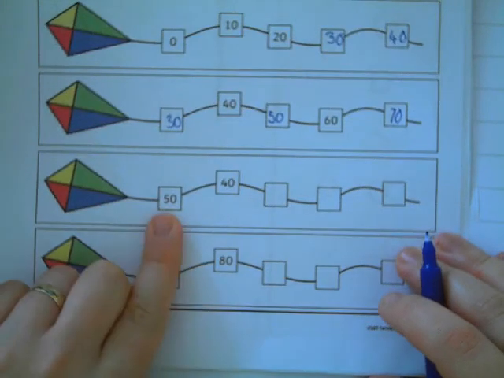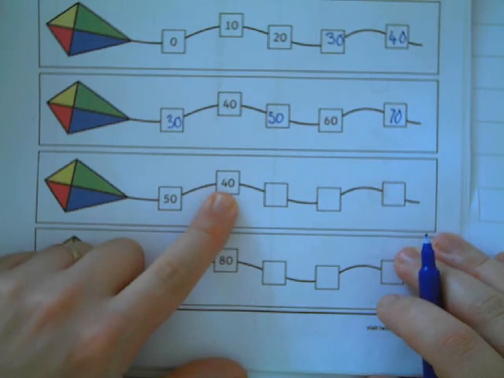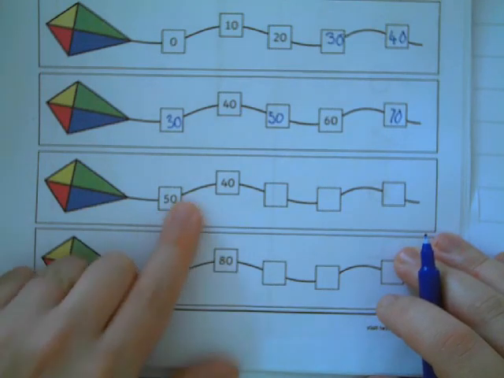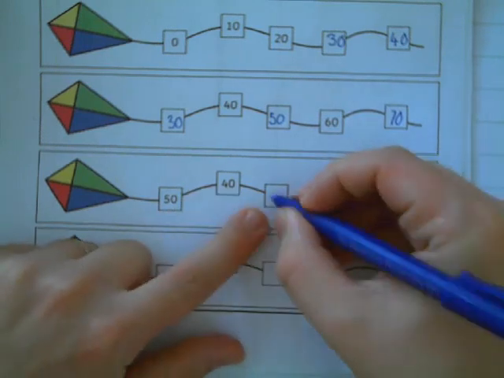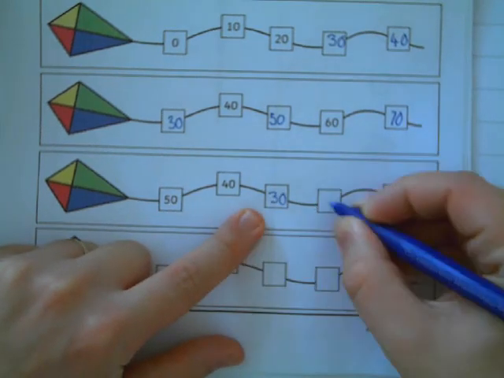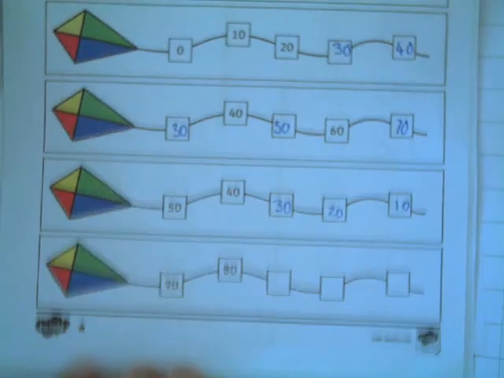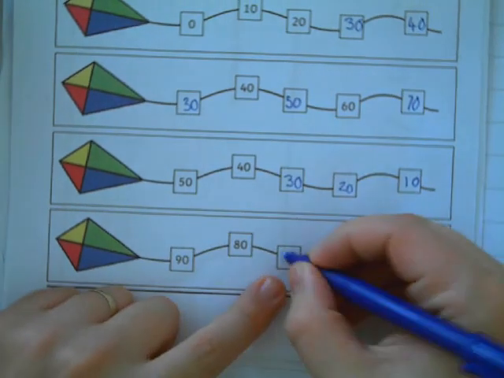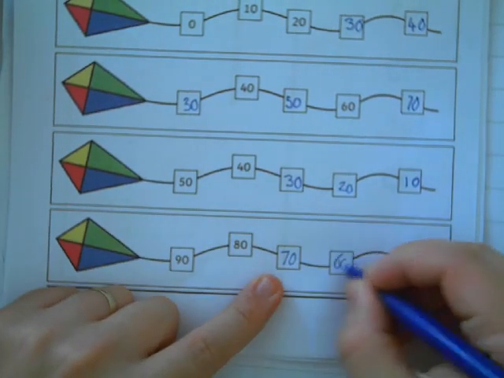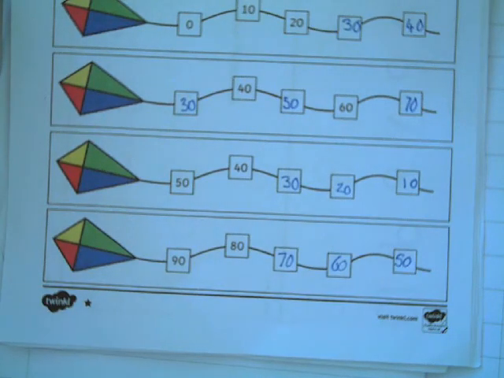Now this one, what do I notice here? 50, 40, the numbers are getting smaller. So I need to go backwards, 50, 40, 30, 20, 10. Well done if you noticed that. And again, let's do it, get smaller again. 90, 80, 70, 60, 50.